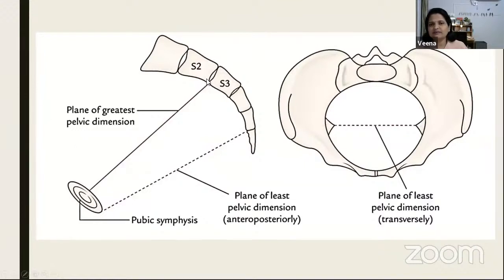We have one more between the S2, S3 and midpoint of pubic symphysis called as plane of great pelvic dimensions. This is of no obstetric importance actually. We will comfortably go through that particular level. What's important for us is the plane of least pelvic dimensions at the level of ischial spines here. Okay. And anteroposteriorly it is lower border of pubic symphysis to junction of S4 and S5. Okay.